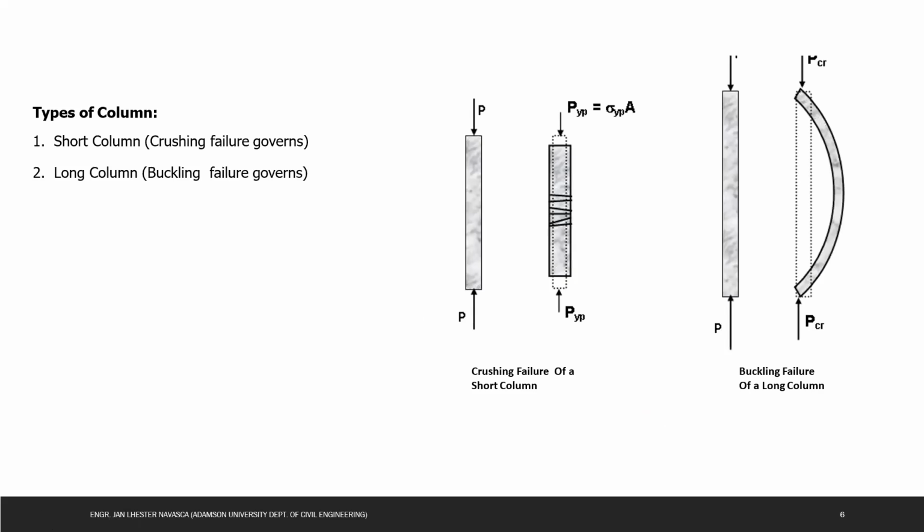a column, again, there are two types of column. We have a short column or the non-slender column, and we have a long column which is a slender column. Generally, for short columns, crushing failure will govern. And for long columns, buckling failure will govern. So just like this one, we have a relatively small column or short column. Then the crushing failure of a short column is like this one. And for a long column, buckling failure, the general buckling or the flexural buckling, will occur.